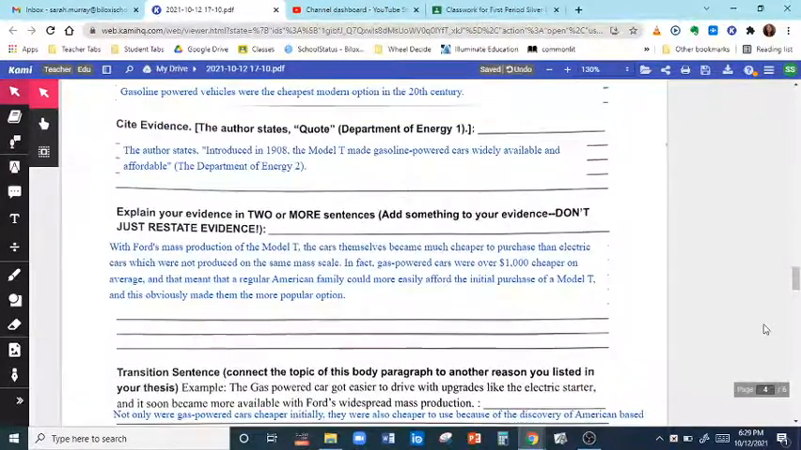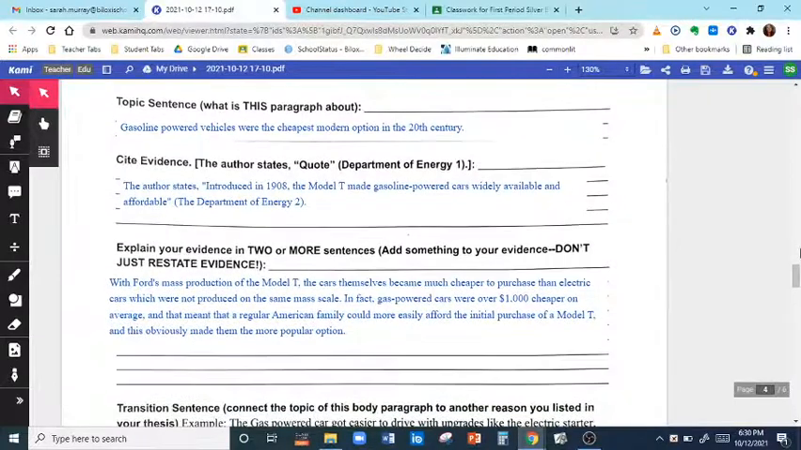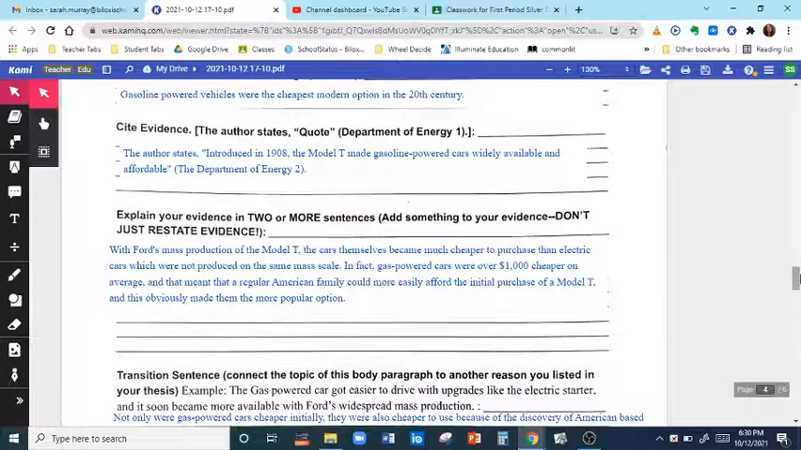All right, next one. Explain your evidence in 2 or more sentences. Add something to your evidence. Don't just restate the evidence. So if my evidence says, introduced in 1908, the Model T made gas-powered cars widely available and affordable. So if I said, Ford produced the Model T and cars were more available, that would be restating it. So I need to add something to it. With Ford's mass production of the Model T, the cars themselves became cheaper to purchase than electric cars. So I'm adding a comparison, which were not produced on the same mass scale. And I'm explaining that those electric cars didn't have the same number. They weren't as widely available.